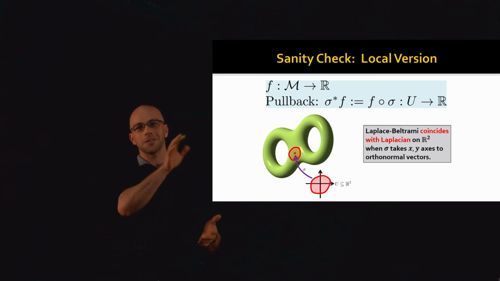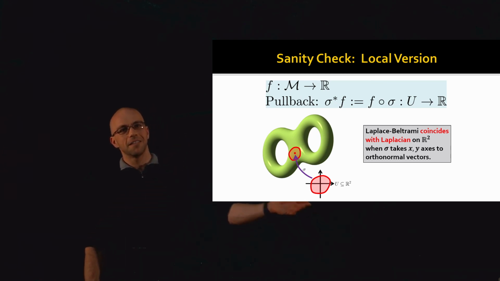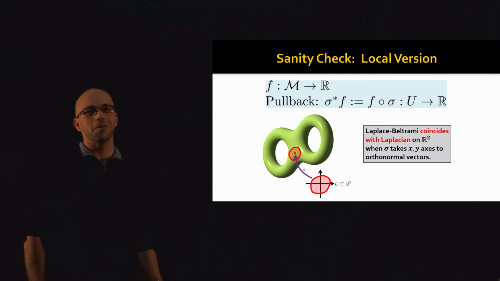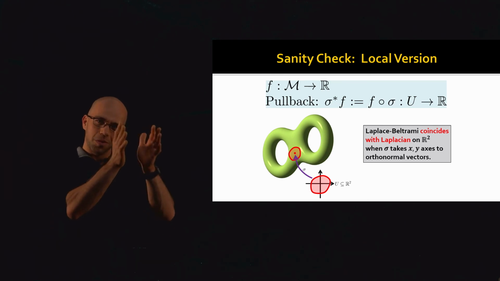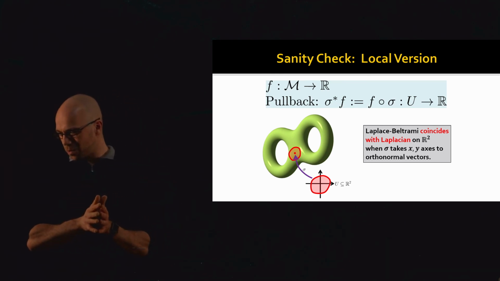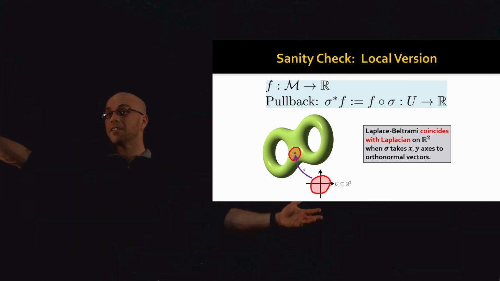and then reading off the function value. Essentially, computing the Laplacian on the surface is the same as computing the Laplacian downstairs, as long as we're careful to take the x and y axes to orthonormal vectors. If we skew our axes when we parameterize our surface, then this doesn't work out. But now that we have an operator, we can do all the same calculations we've already done.